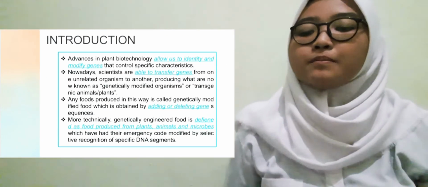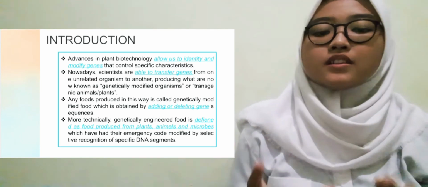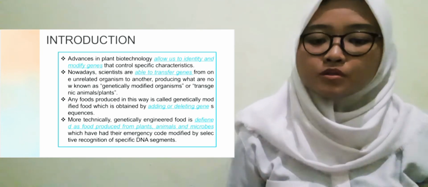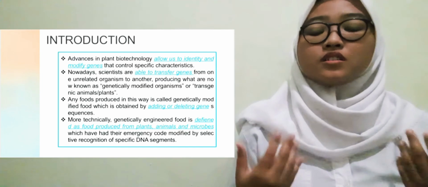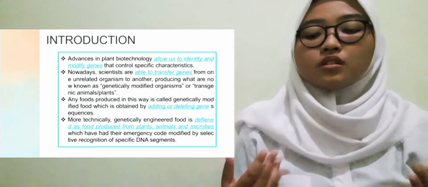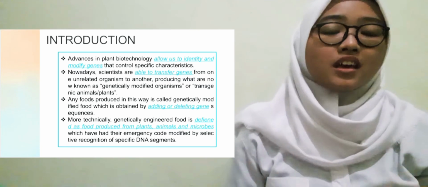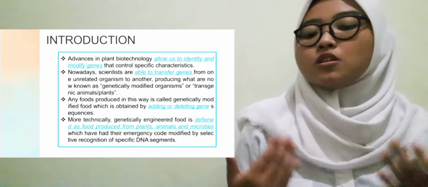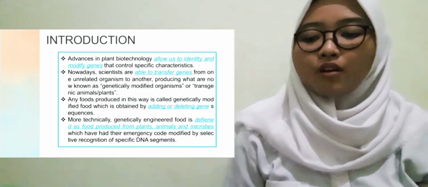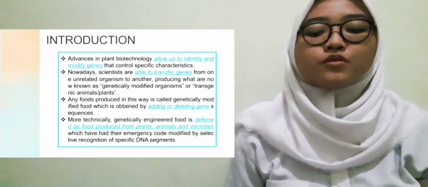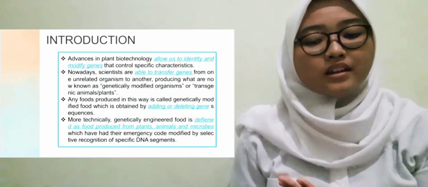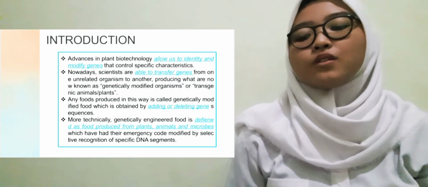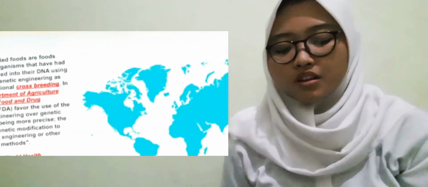Introduction. Advances in plant biotechnology allow us to identify and modify genes that control specific characteristics. Nowadays, scientists are able to transfer genes from one unrelated organism to another, producing what are now known as genetically modified organisms or transgenic animals or plants. Animal products made in this way are called genetically modified food, which is obtained by adding or deleting gene sequences. More technically, genetically engineered food is defined as food products from plants, animals, and microbes which have had their genetic code modified by selective recognition of specific DNA segments.